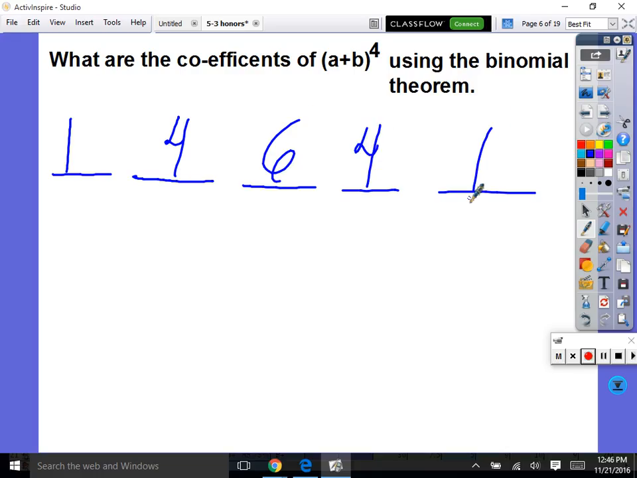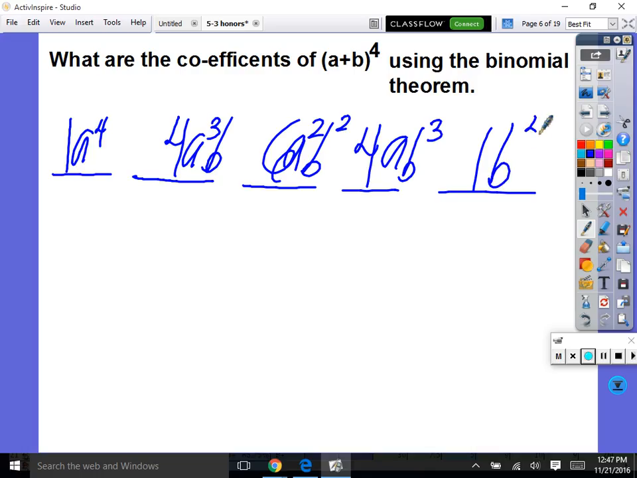Those are the coefficients, that's all I asked, but we could go through and put in our powers of a if we wanted really quickly. A to the fourth, a to the third, a to the second, a to the first, a to the 0, so I'm not going to write it. B to the 0, b to the first, b to the second, b to the third, b to the fourth, and then they were all addition. They're all positive. Okay, now that was way quicker than multiplying out to the degree 4.